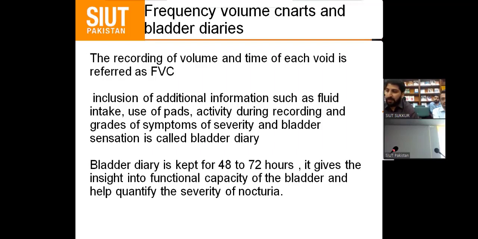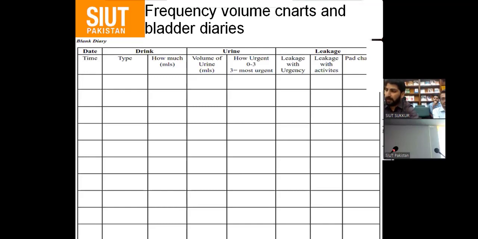It should be long enough so that proper data is recorded. It should not be too short, so that it does not give false information about the data. So the bladder diary is kept for 48 to 72 hours. It gives insight into the functional capacity of the bladder and helps to quantify the severity of nocturia. This is the frequency volume chart and bladder diary.